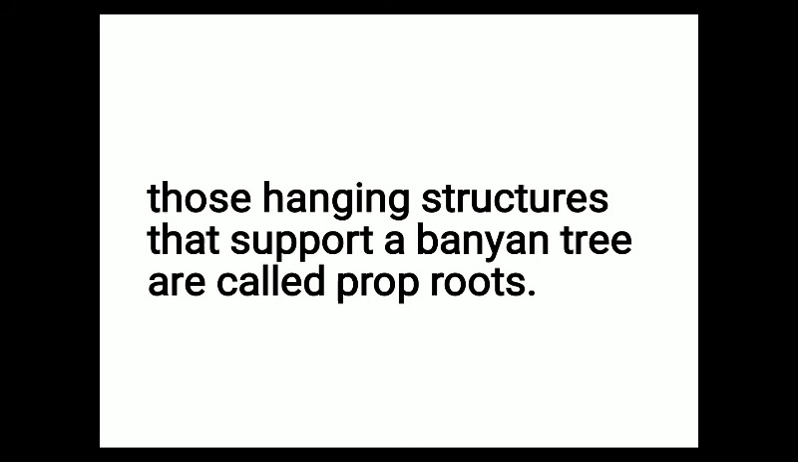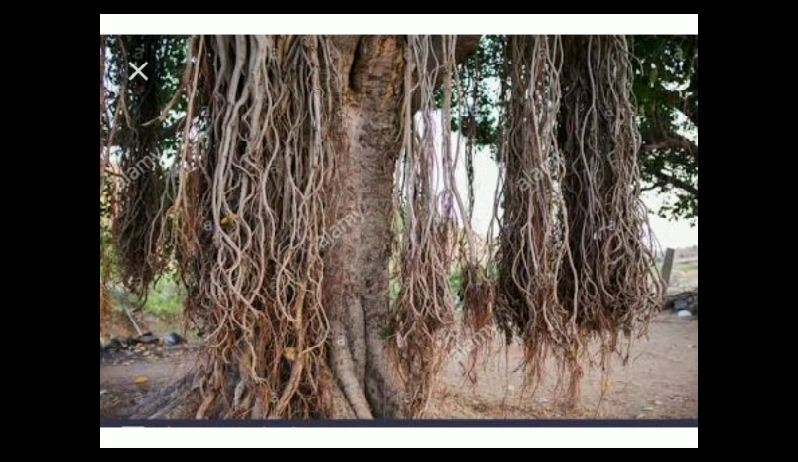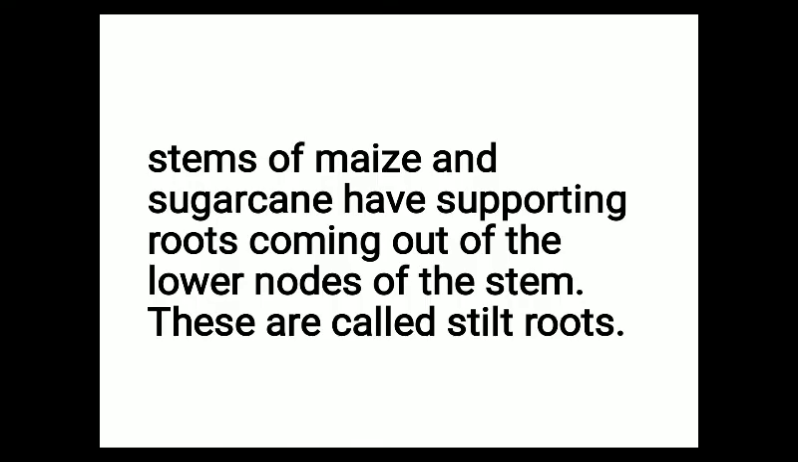The hanging structures that support a banyan tree are called prop roots, and they are also a type of modification of root. Stems of maize and sugarcane have supporting roots coming out of the lower nodes of the stem, and they are called stilt roots. So these two points are important.